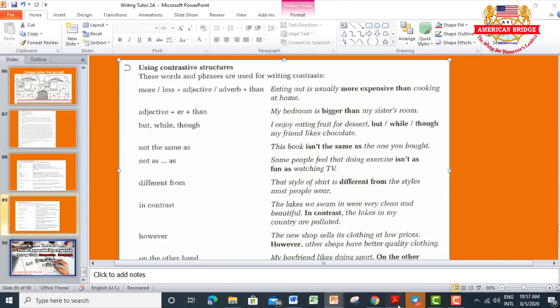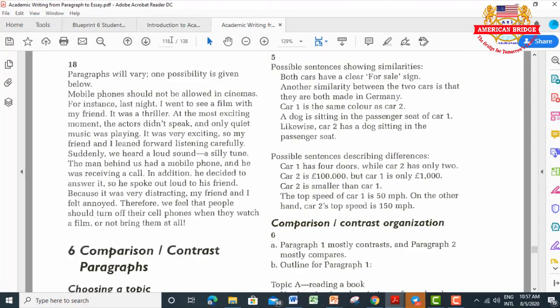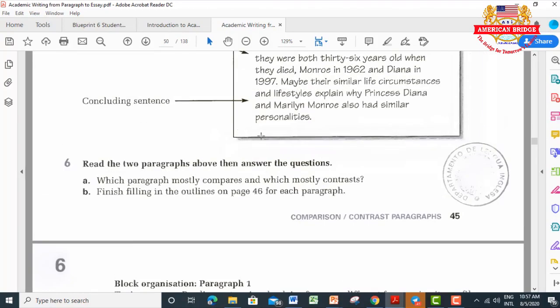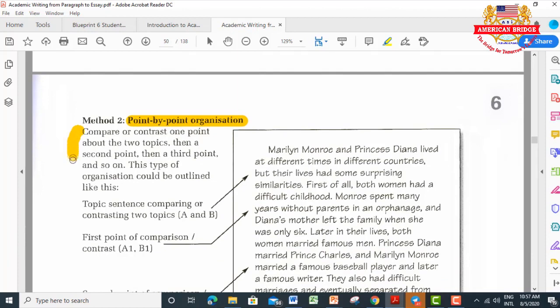So today's lesson, the teacher would like you to study block and point by point paragraphs. First of all, see the words point by point organization. What is the meaning of this? You can see here, in a comparison or contrast, one point about the two topics, then a second point, then a third point, and so on. This type of organization would be outlined like this.